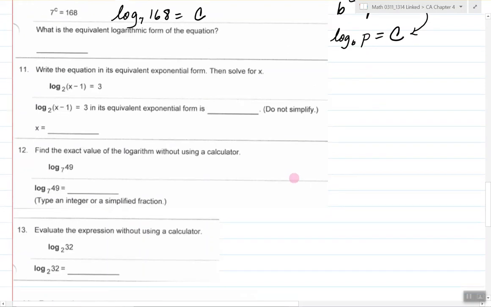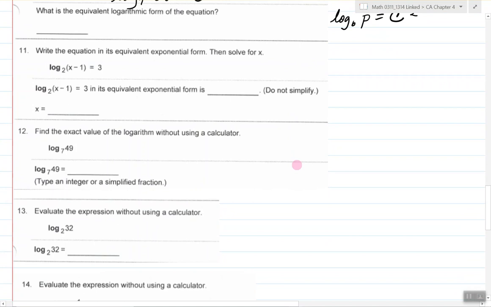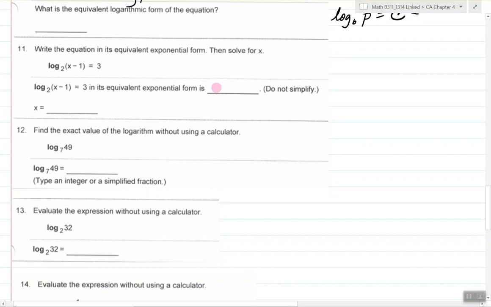All right, number 11. It says log base 2 of x minus 1 is equal to 3 in exponential form. Okay, it is base 2 to the third power is equal to x minus 1. Oh, they want me to solve that.